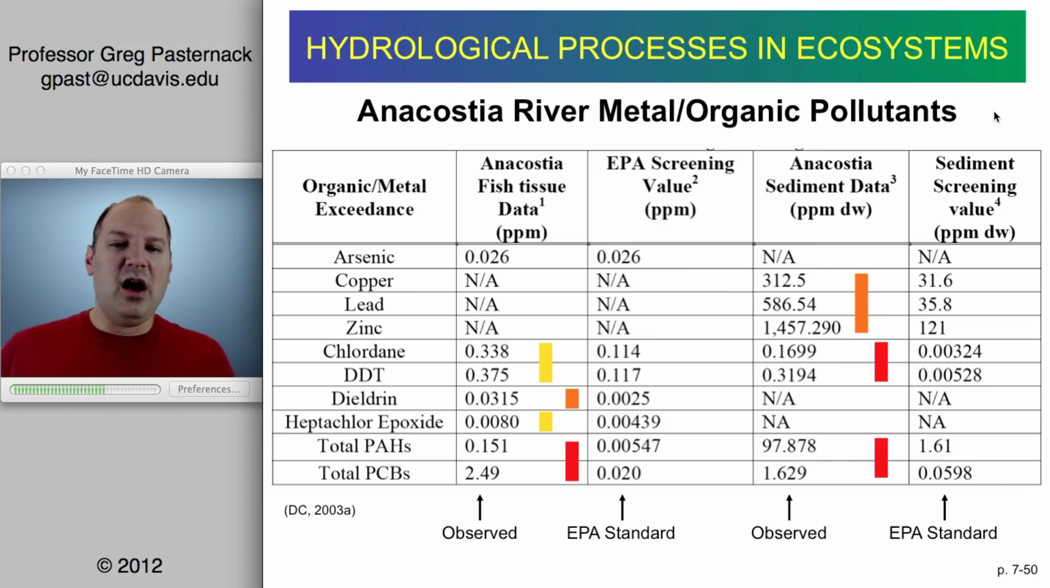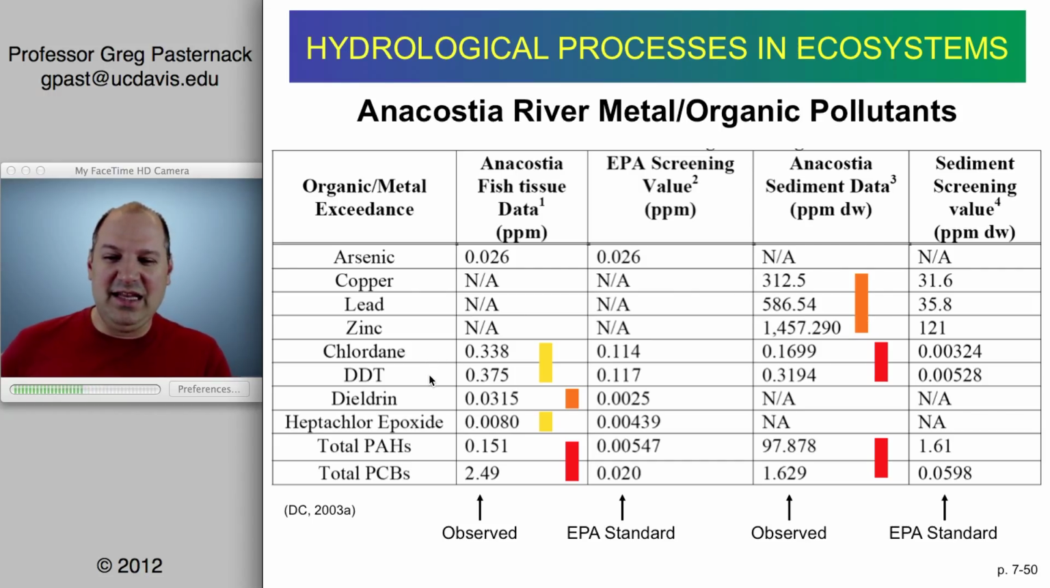If we look at pollution in terms of toxic metals and toxic organic compounds, we can look at what's actually in organisms like fish as well as what's in the sediment on the bed of the river. If we look at the fish, we can compare the observed values in the first column to the EPA standards in the second column. And I've just done some color coding to try to give you a sense of what kind of danger levels we're talking about. So we look at some pretty nasty stuff.